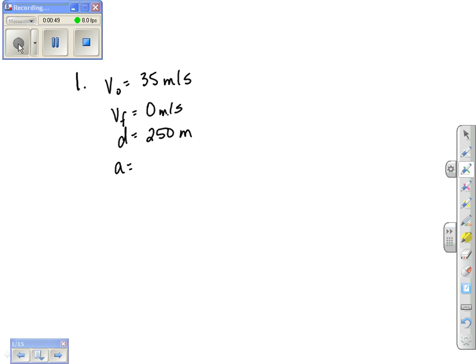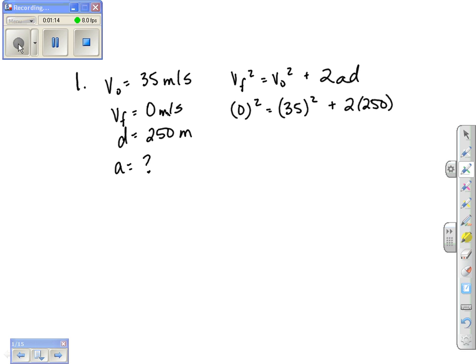Well, to find A, we're going to have to use the formula VF squared equals V naught squared plus 2AD. The reason we can't use the normal acceleration formula is because we don't have any time, and we wouldn't be able to find time. So we're going to go ahead and plug this in. If we know 0 squared equals 35 squared plus 2 times 250A, and we're solving for A.